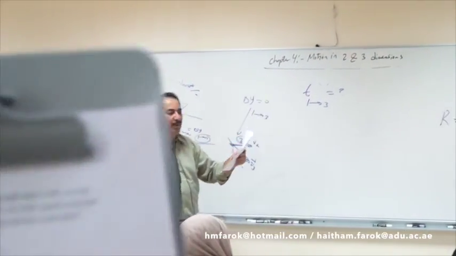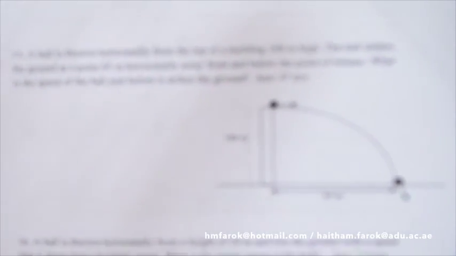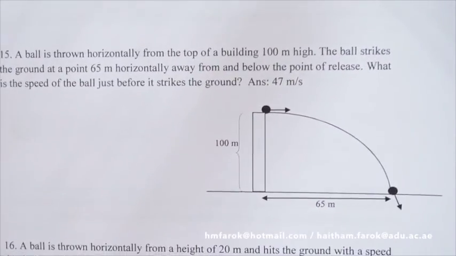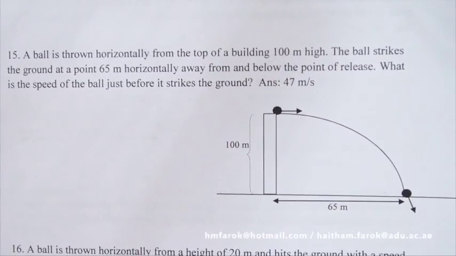Question 15. I read it quickly and I'll give you a sketch. A ball is thrown horizontally from the top of a building which is 100 meters high. The ball strikes the ground at a point 65 meters away from the building, horizontally. What is the speed? Change it to, what is the velocity? Magnitude. What is the speed of the ball just before it strikes the ground? Just before it strikes the ground.